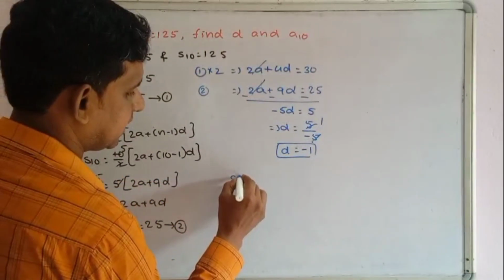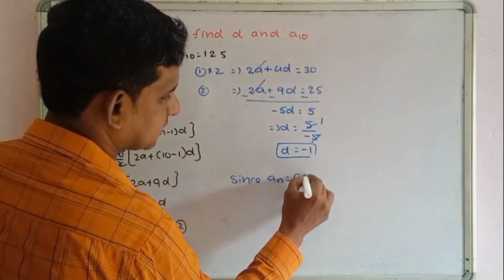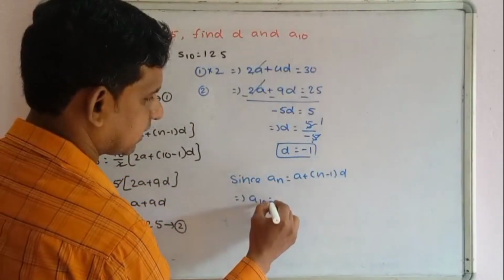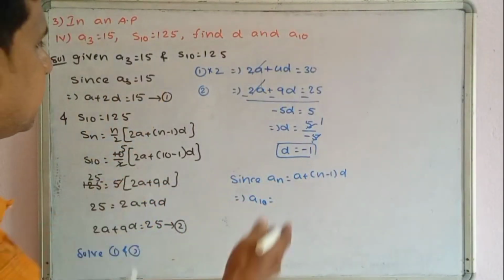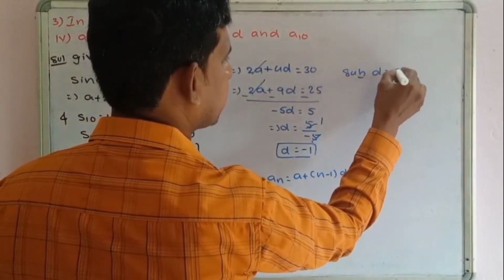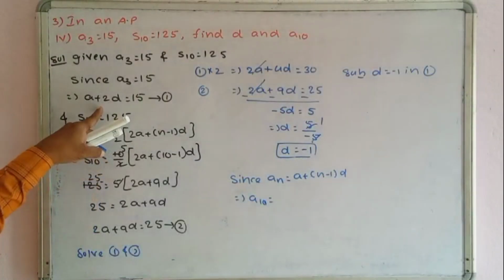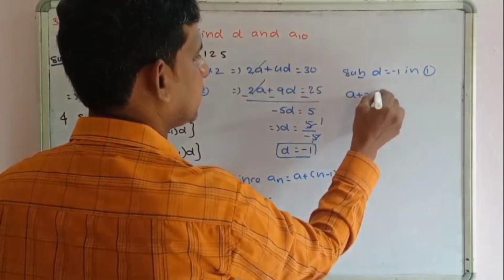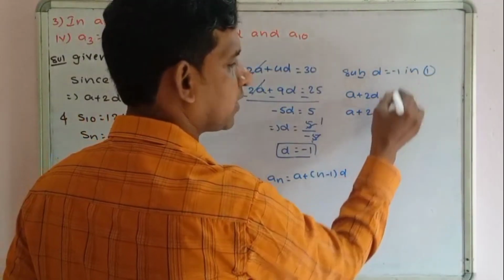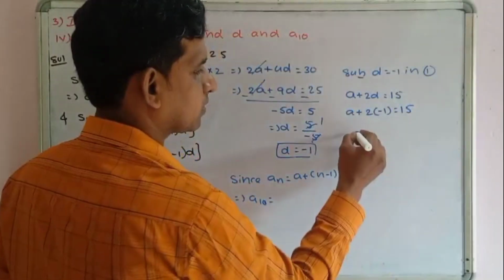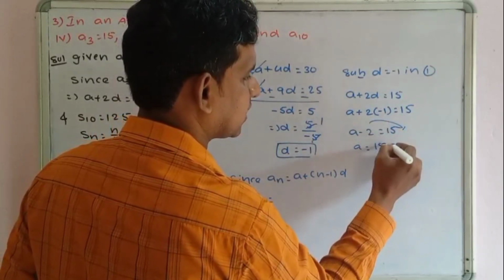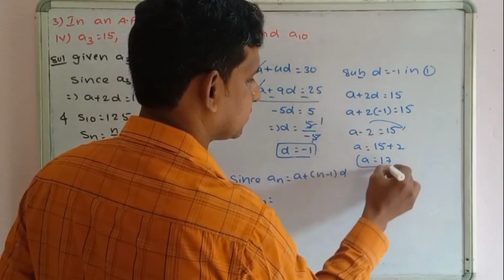Since an equals, what is the formula? an equals a plus n minus 1 into d. Now I want a10, so a10 equals a plus... here, what is the a value? We don't know the value of a. Using this, find the value of a. Substitute d equals minus 1 in 1 or 2. 1 is a plus 2d equals 15. So a plus 2 times d value minus 1 equals 15. A plus 2 times minus 1 is minus 2, equals 15. A equals 15 plus 2, transposing to the right side, that is 17. The a value is 17.